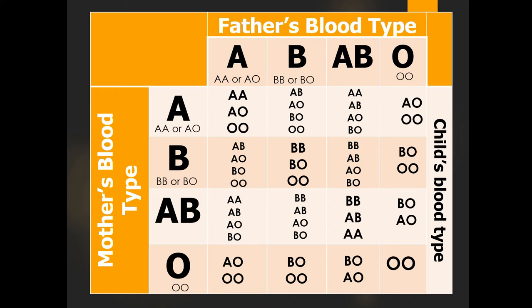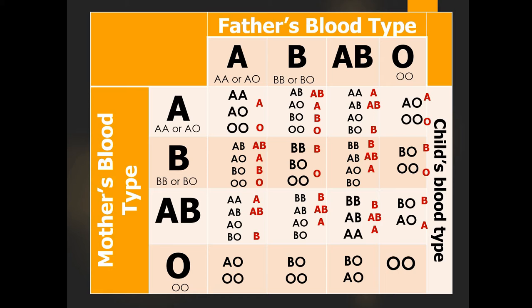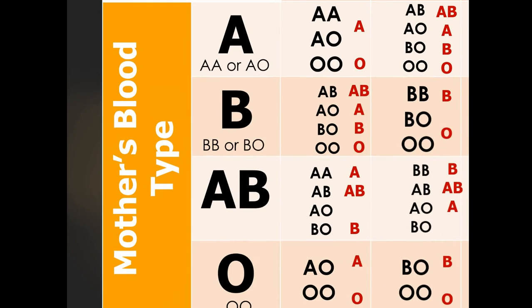Now, this is the genotype. What do we usually see when we go to the hospital? Do they test for the genotype? No. They test for the phenotype. So here, we will see A and O. Here we'll see all 4 possibilities. Here we'll see 3. Here we'll see 2.